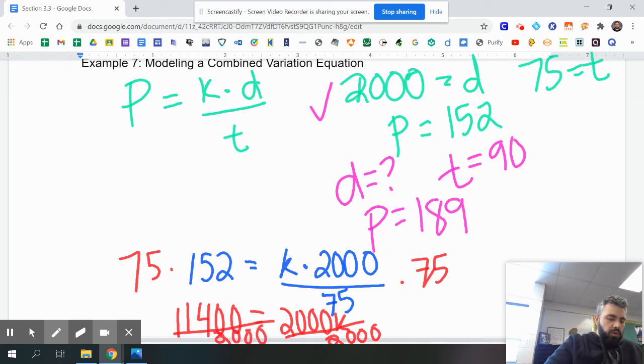And so when we do that, we get K is equal to 5.7. So our constant of variation for this K is 5.7. So now let's use that information and plug in the values that we know to find out what D is.